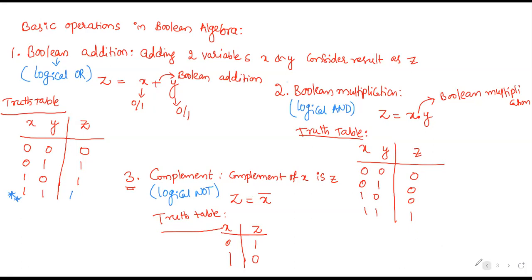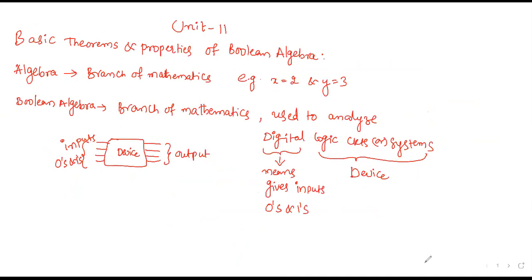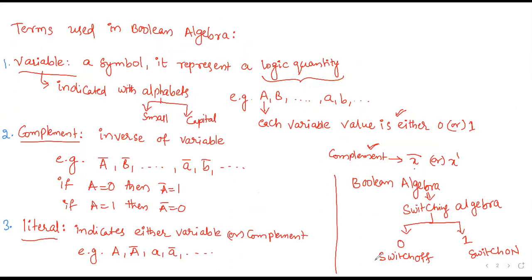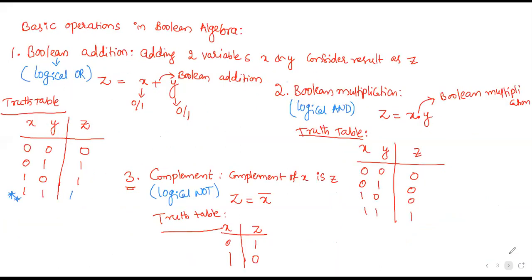Here we are discussing, in unit 2, Boolean algebra. It is used to analyze digital logic circuits, where digital logic circuits will have only the inputs as 0 or 1. Next, we have taken the terminology used in Boolean algebra: variable, complement, literal. Next, basic operations.